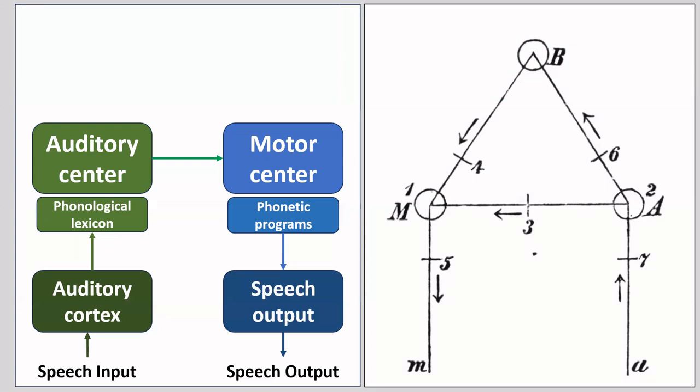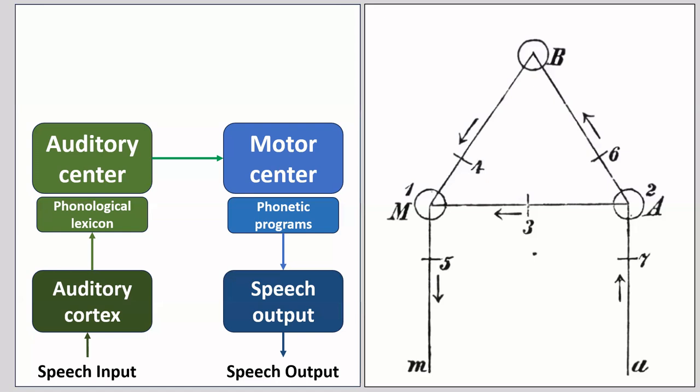As said, the motor center just contains the word images, so the phonetic programs. The auditory center contains the word memories, so the word forms, but does not contain their meaning. Words get a meaning because a lot of other cortical structures are activated.